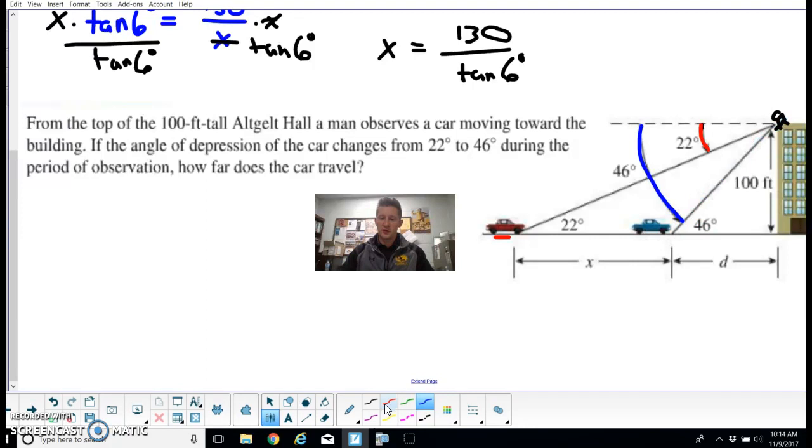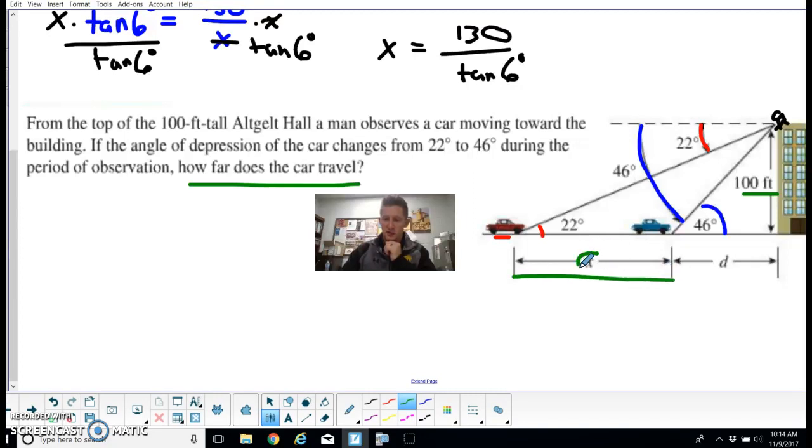Alternate interior angle, so we can label this as being 22 right there, and we can label this as being 46 right there, and it is in your diagram. 100-foot tall building, so I see that labeled. And the question says, if the angle of depression changes, how far does the car travel? So how far does the car travel would be from here to there, which is labeled in your diagram as being x feet. So I still have this d. The d expression would be the distance that the car is from the building when it's close, at that 46-degree angle. I'm going to add one more thing here, because we're essentially going to use a couple of triangles here.